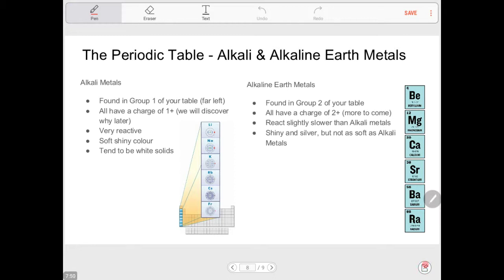If you go one more group to the right, you have your alkaline earth metals. Yes, you have to know this. They all have a charge of +2, and we will come to understand, again, based on this thing called the 288 rule. They react slightly slower. We'll understand why that is too. Shiny and silver, but not as soft as alkali metals.